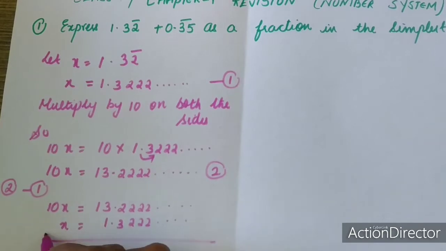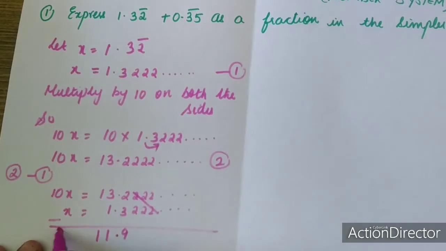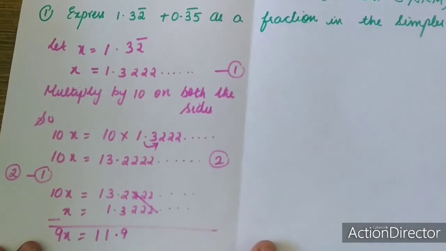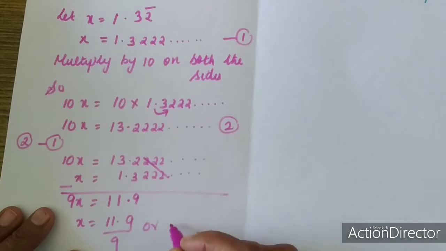So while subtracting, all these same decimal places will get cancelled. So I will be getting 12 minus 3 is 9 and 2 minus 1 is 1 and 1. This is 11.9 and here I am getting 9x. x is equal to 11.9 upon 9, or this can be written as 119 upon 90.